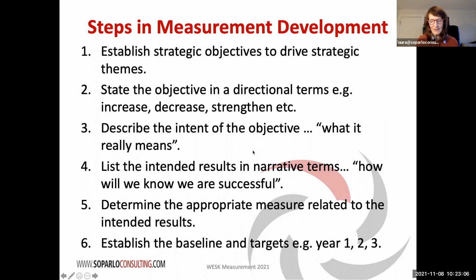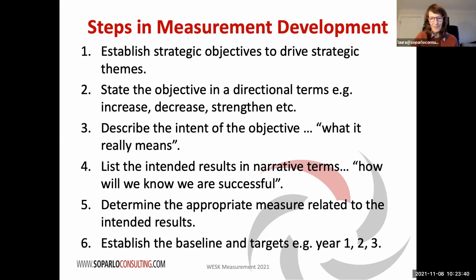We're going to describe in a narrative, how will we know when we get there? We don't even have a measure yet, but describe what you want to see, and that will help you determine what measures might be needed. Okay, so you're describing the objective, describing what results will look like in a narrative term. Then you can start thinking about what might be the best measure to monitor that. And then you're going to establish your baseline and targets over time. All right, so those are the fundamental steps.